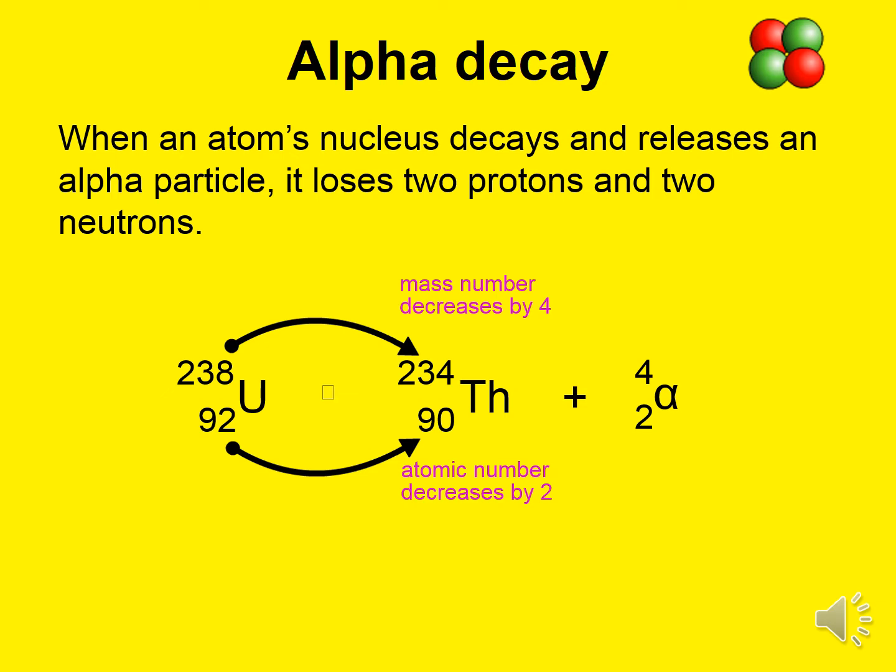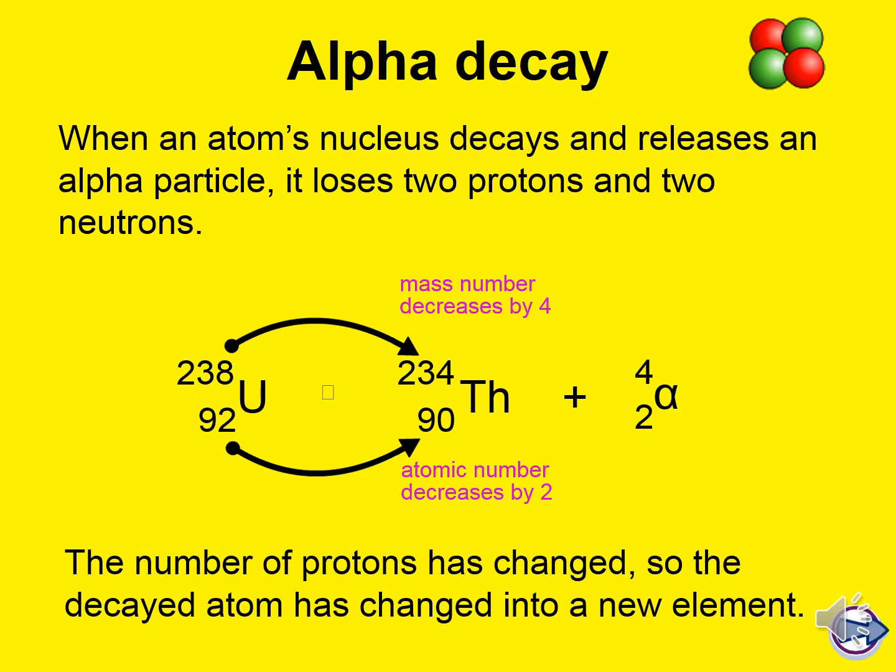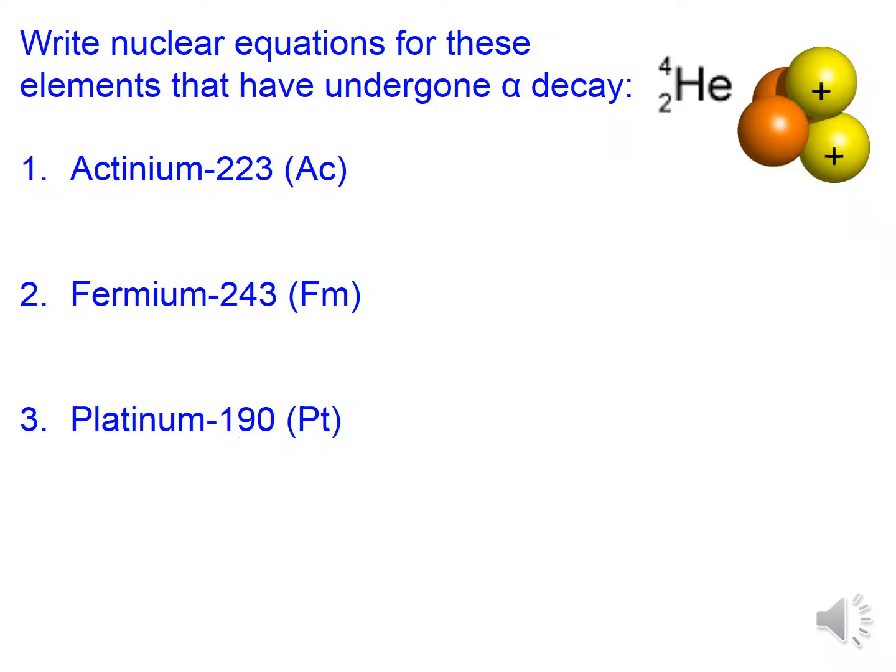Don't forget, during these videos you can always pause them, replay them and go back if you didn't quite get it first time round. Okay, so the number of protons has changed, and we're no longer dealing with uranium. We are dealing with a brand new element, thorium, here, which has got an atomic number of 90. Look it up on the periodic table.